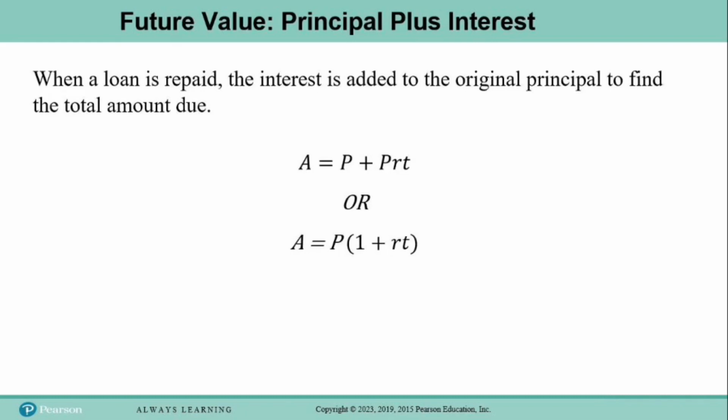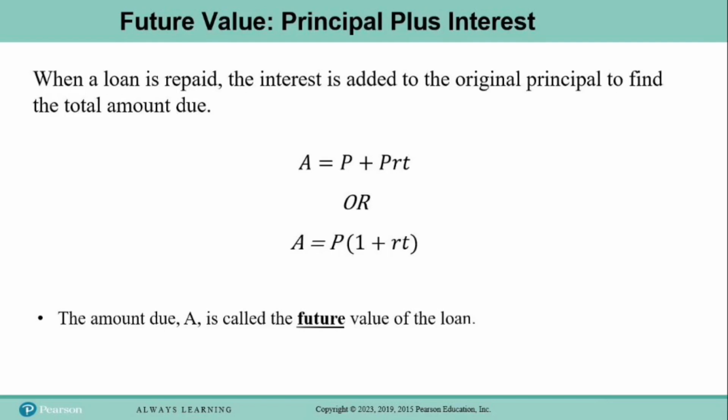But I will just point out to you that if you were to distribute P into this parentheses, P times 1 would be P, and P times RT would be PRT. So you can see that the two formulas are the same. It's just that with this one, you only have to enter the P into your calculator one time. So that's why this formula is a little more popular probably than this one, but they are both the same.